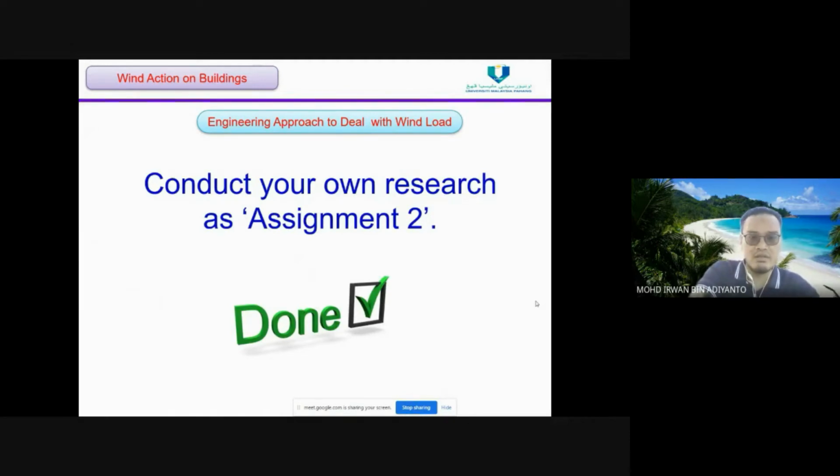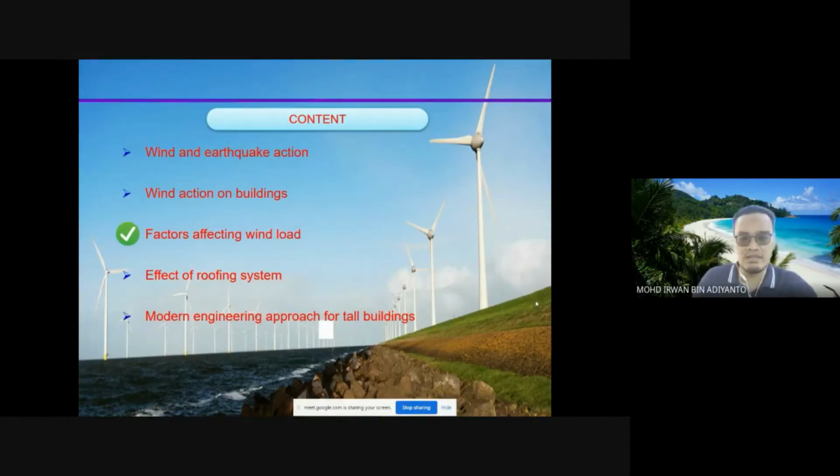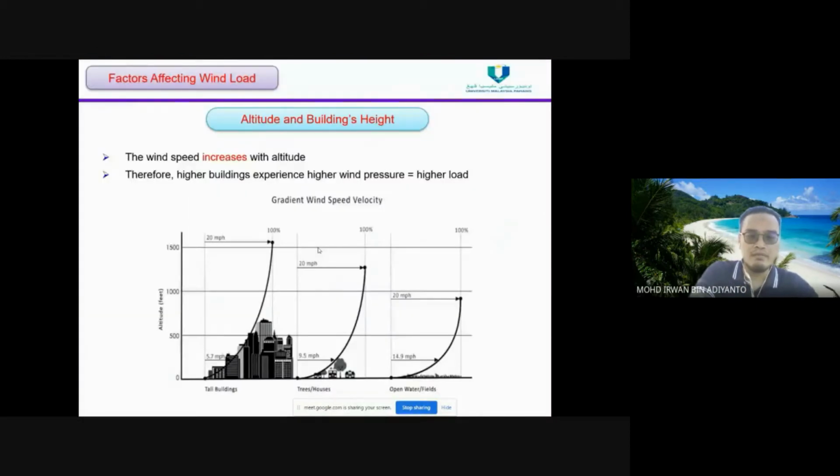Then the third subsection is the factors affecting the wind load. There are several factors affecting the wind load. Number one is the altitude and the building's height. Here it is clear that the wind speed increases with the altitude. Therefore, higher buildings will experience higher wind pressure and will give higher load.